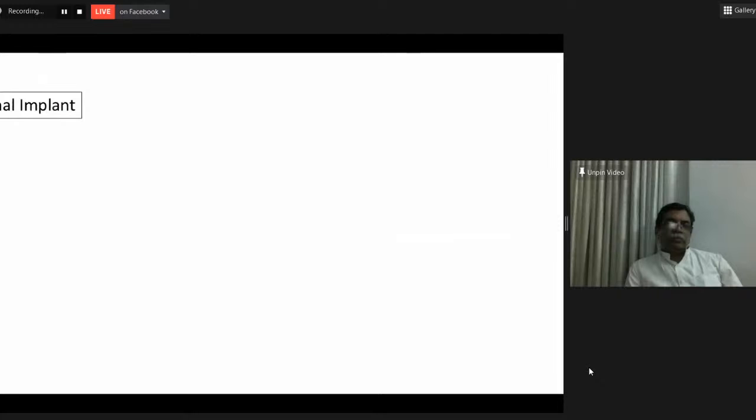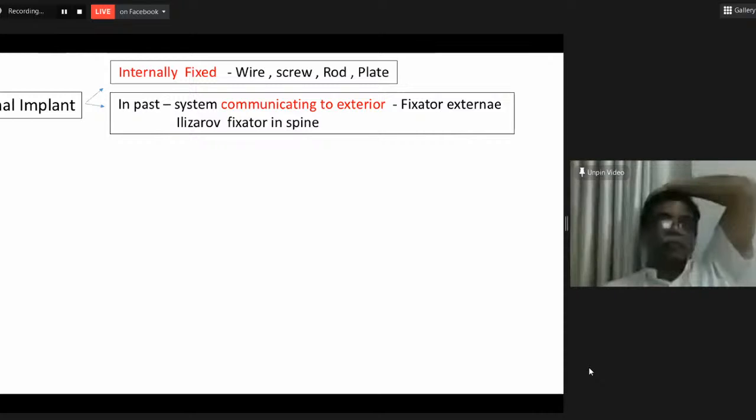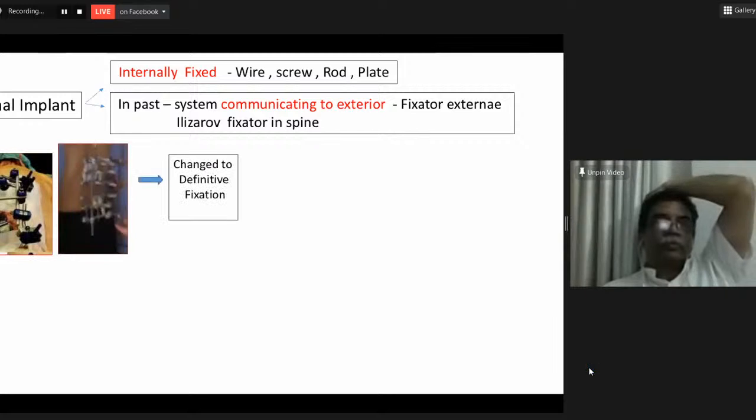So we can study spinal implants in a different way. There were implants which were put in such a way that part of the implant was lying anterior, and that is known as the fixateur externe. Even the Ilizarov has been used in the spinal column. The commonly used one is inside the body. We can use wire, screw, rod, and plate. So this was the external fixator.